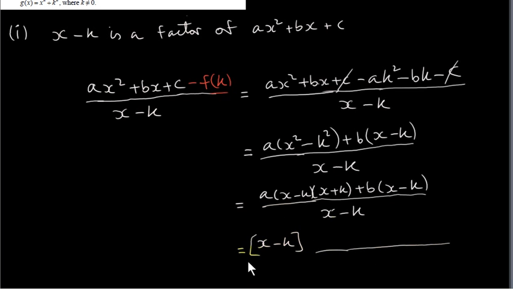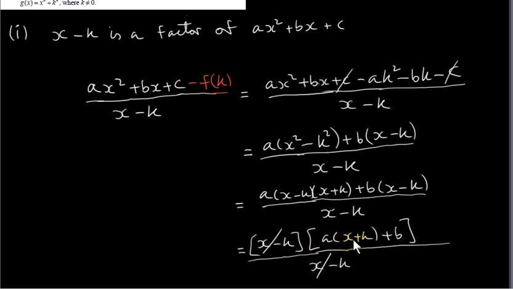And we're going to be left with a times x plus k plus b, and this is divided by x minus k. So you can see that we can actually divide the top evenly by the bottom. We won't get any remainder. These cancel out, and this would be the result of our division.